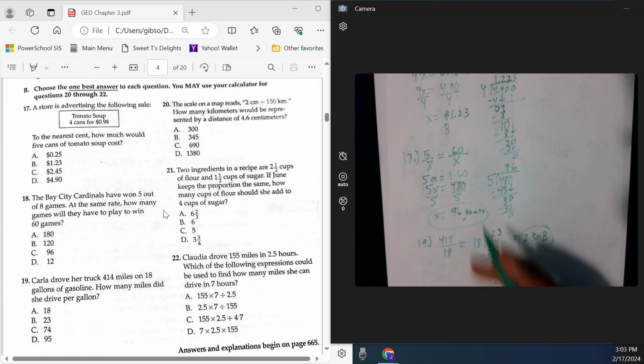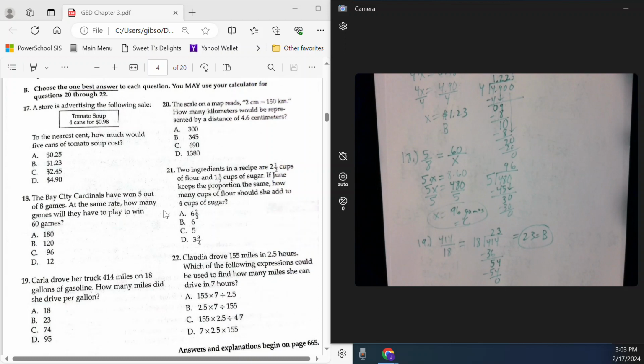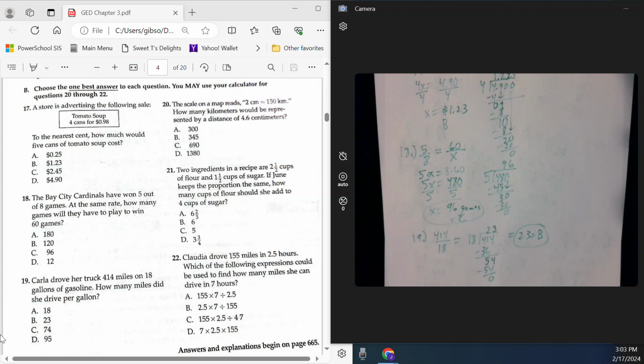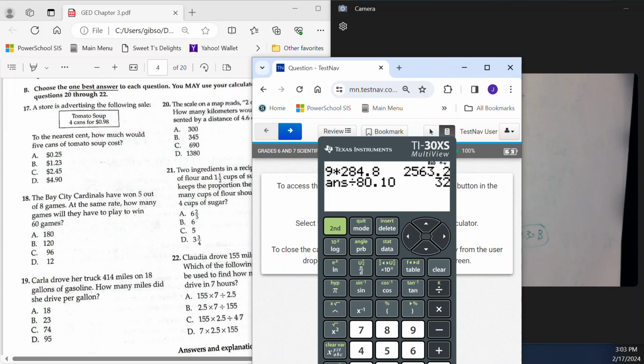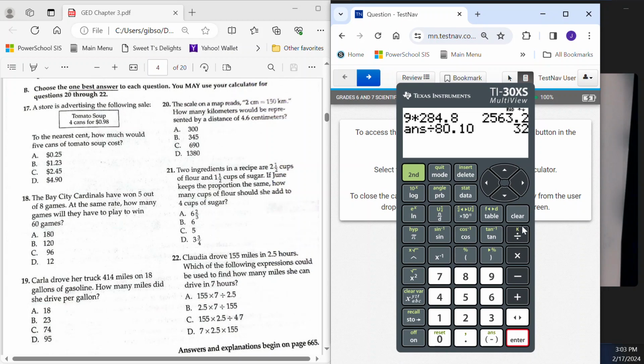Now up here I didn't put down that this was actually C for number 18. So 23 is B for 19, 96 was C for 18. Okay, now these other problems, we have the calculator we could use. If I could pull this calculator back up. Okay. Now, let's take a look here.